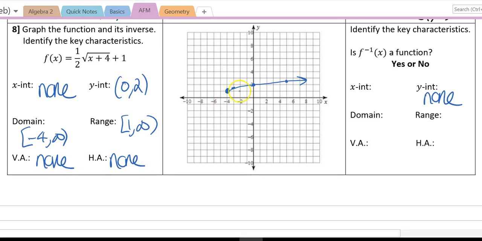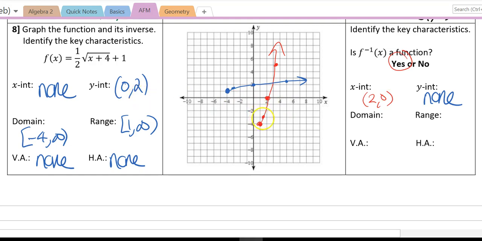Switch colours. So it's negative 4, 1 becomes 1, negative 4. This negative 3 and 1.5 becomes 1.5 and negative 3. 0, 2 becomes 2, 0. And then 5 and 3.5 becomes 3.5 and 5. You can see that shape, if I can draw it without being all over the place. Is this a function? Well, a vertical line test it would pass, so yes. X-intercept should be 2, 0. We can see it there, and it came from the y-intercept.